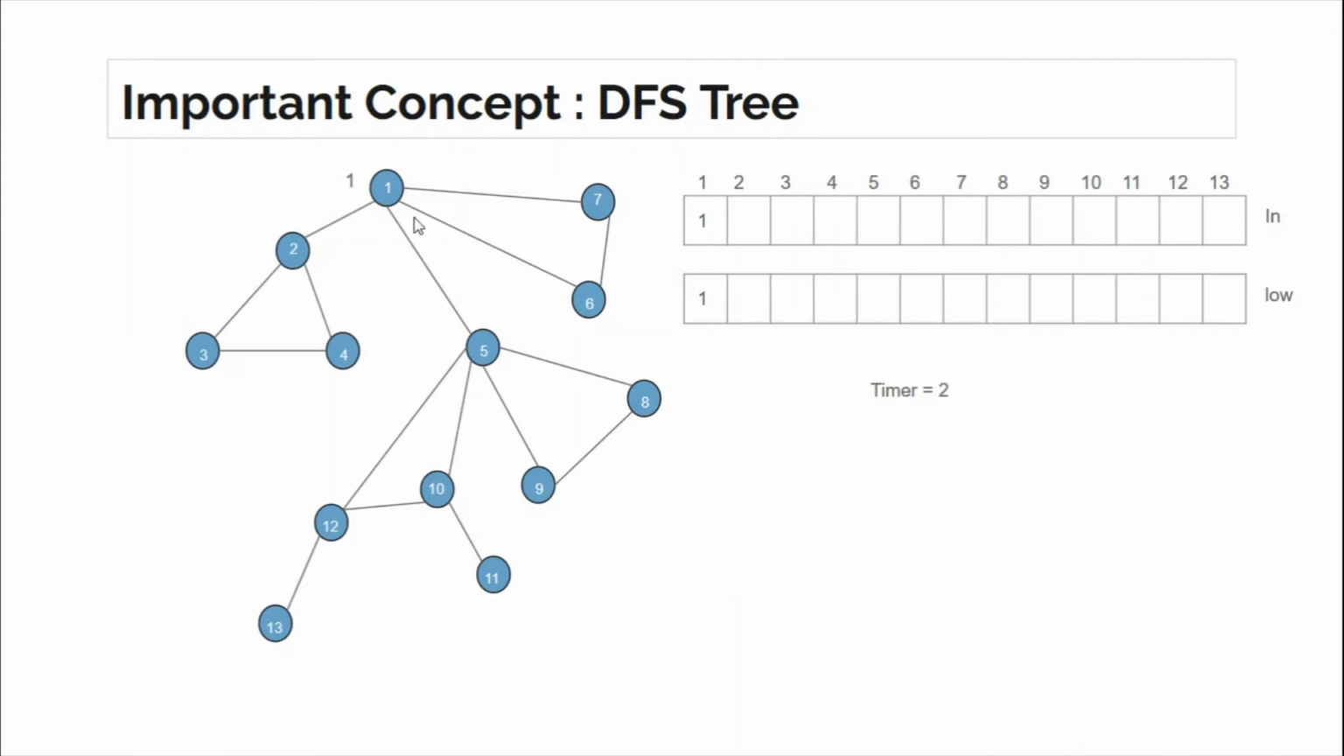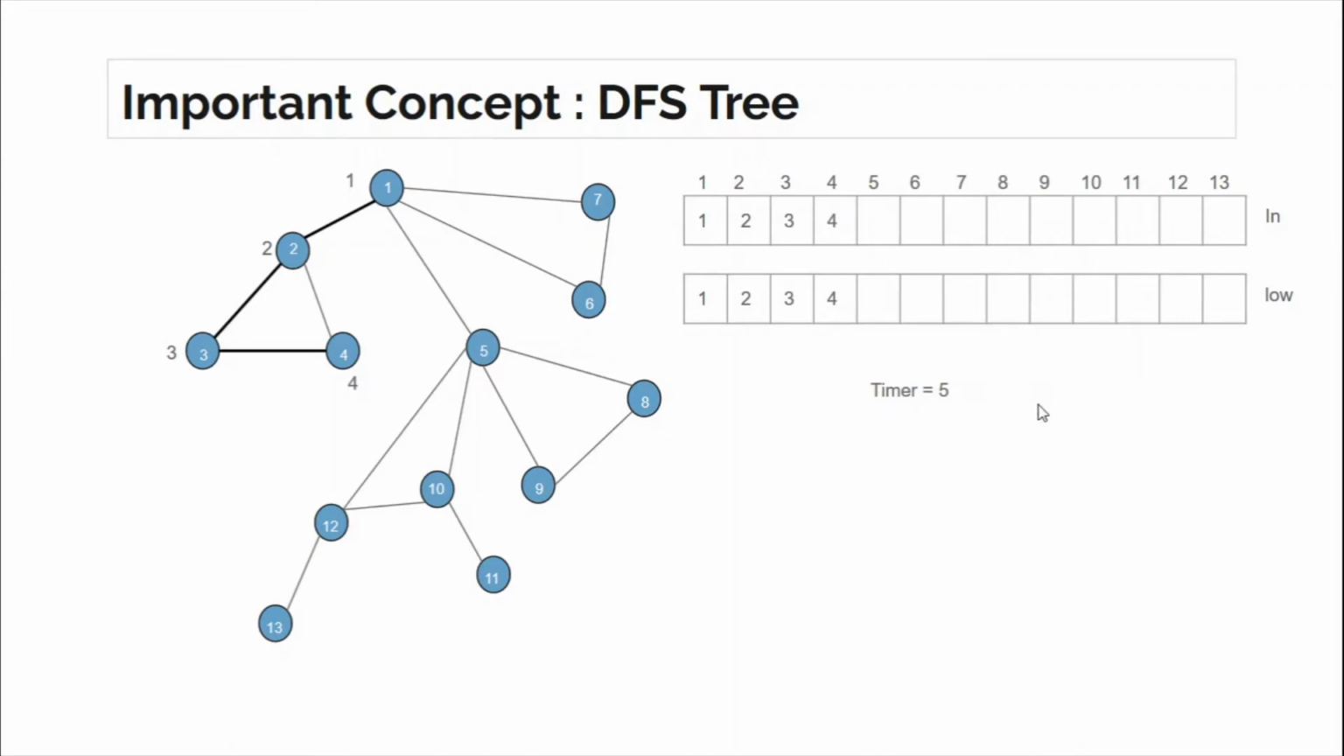Now from node 1, suppose we made a DFS call to node 2. So the in time and low time of node 2 would be equal to the timer, and we would increment the timer. From node 2, suppose you went to node 3. So the in time and low time of node 3 is 3, and we incremented the timer. Suppose from node 3 we went to node 4. So the in time and low time of node 4 would be 4, since the timer was 4, and then we incremented the timer.